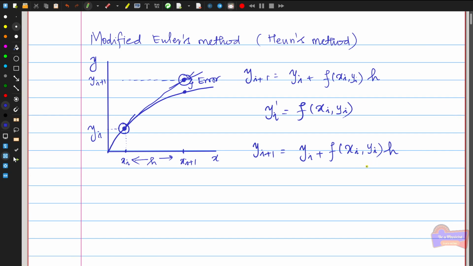However, in Heun's method, we use this solution as a predictor solution. That means it is predicting the next step. This solution, using this yi, predicts y of i plus 1, and this is the predictor.